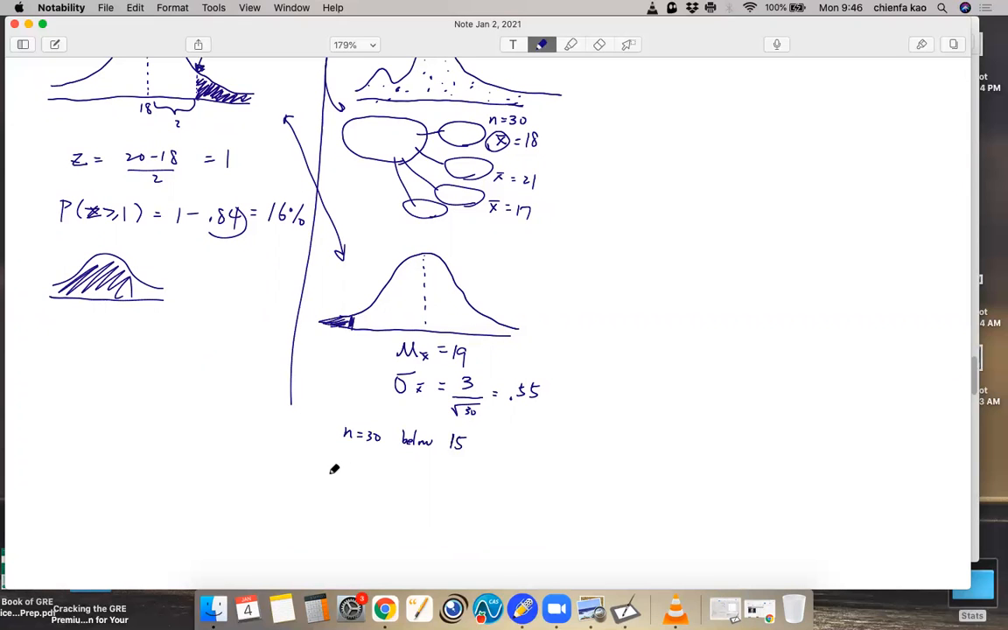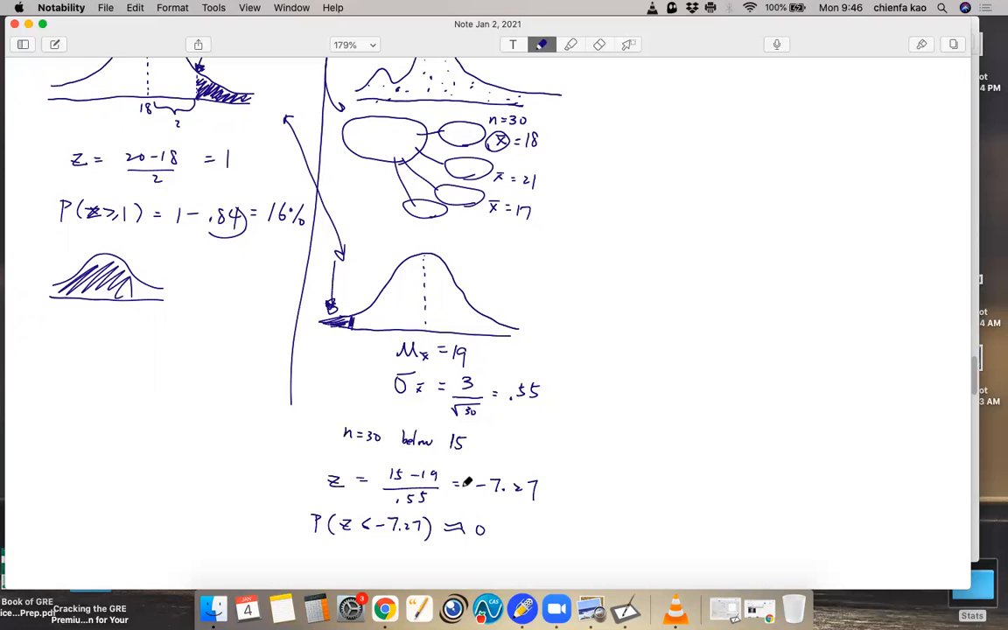So very easy. Let's first find the z-score. 15 minus 19 divided by 0.55. This number I also calculated beforehand: negative 7.27. So this is a z-score that is really, really far from the average. So the probability of a z-score less than or equal to negative 7.27 is practically 0. So it's right here. It's at the 0 percentile.